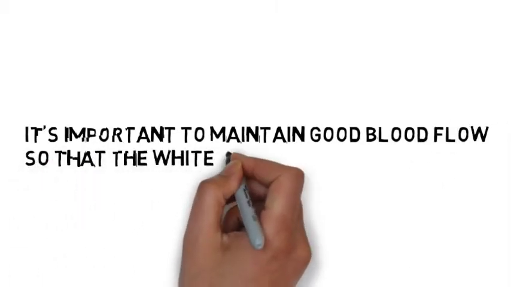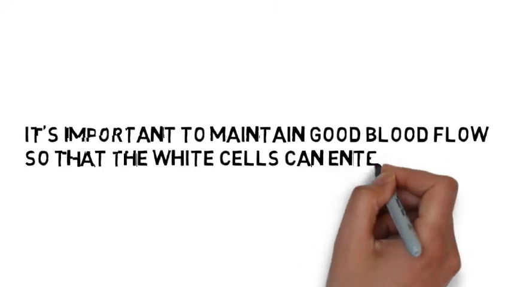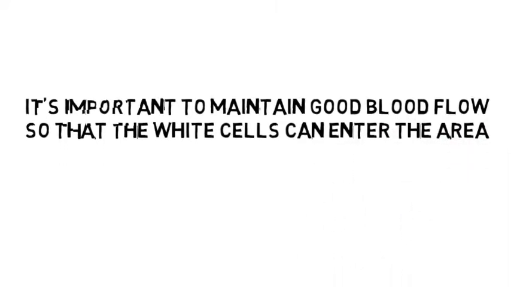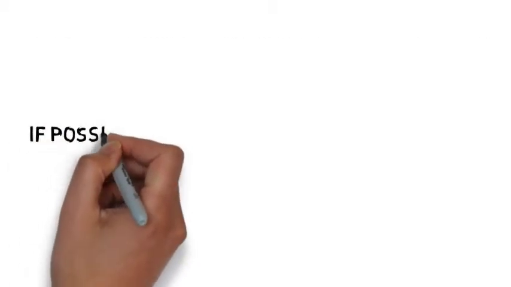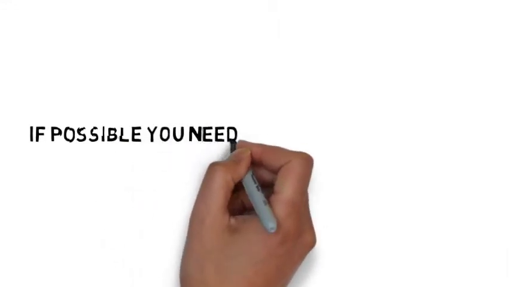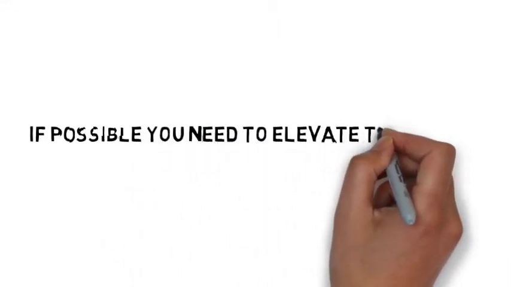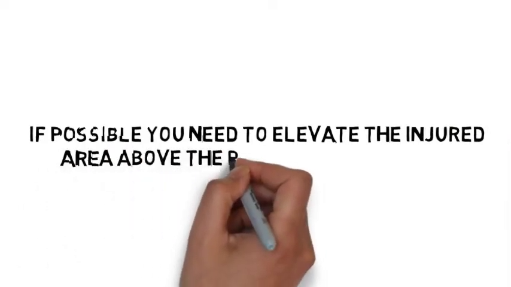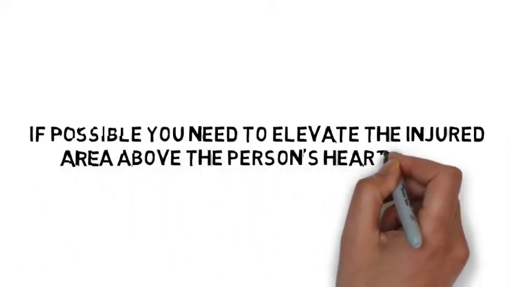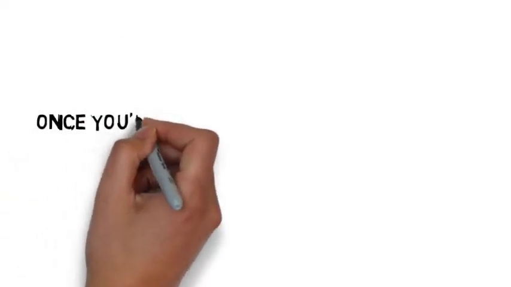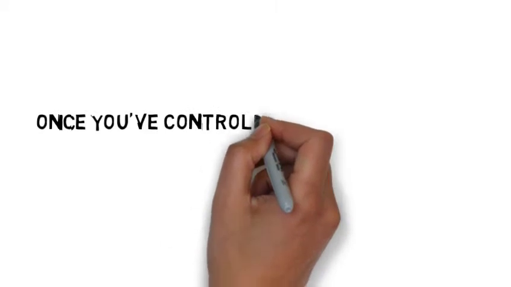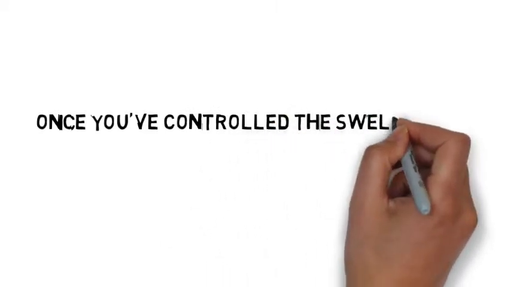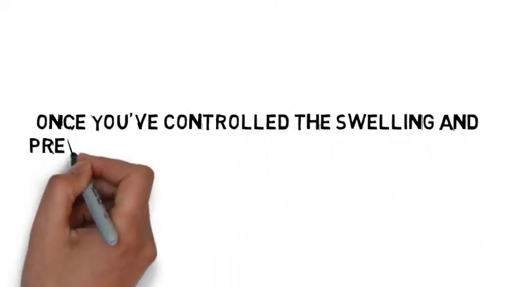The final thing in the PRICE formula is the E. The E stands for elevate. If possible, you need to elevate the injured area above the person's heart level for at least 24 hours. So when you first feel a muscle injury, you should control the swelling and prevent further injury by following the PRICE acronym. Once you have these things under control, the next thing to look at is controlling the pain.